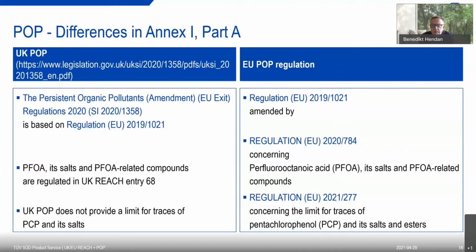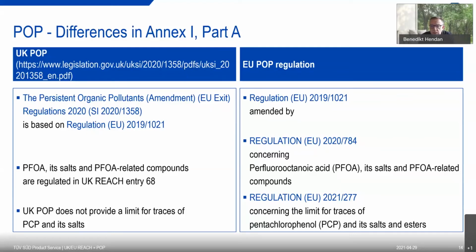But the point is that this regulation has been amended in the EU already. The EU added PFOA to the POP regulation, and that's why they deleted it in REACH, because it's now completely regulated in the POP regulation. This has not been done by the UK so far, so PFOA is available in the POP regulation as well as in the REACH regulation. I'm sorry that I cannot tell you whether the UK will delete PFOA from the REACH regulation in future, but maybe they will do it.